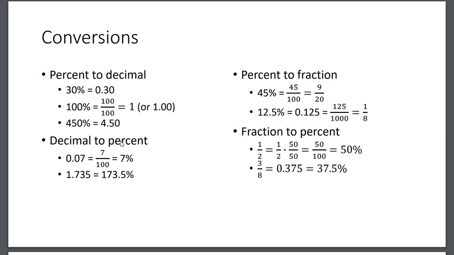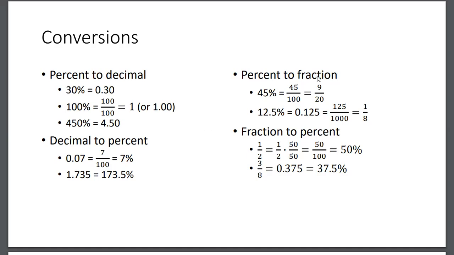Decimal to percent. So this is 7 hundredths, written as a fraction, 7 over 100, 7%. 1.735, that's bigger than 1, so it's bigger than 100%. It's not 200%, it's not 2, it's 173.5%. The decimal got moved 2 places to the right there.